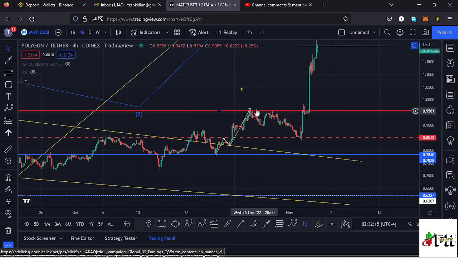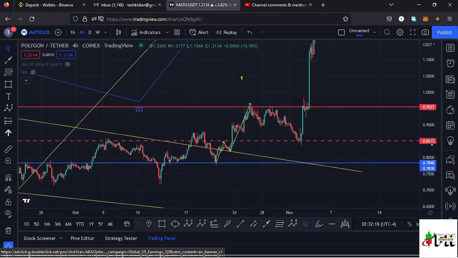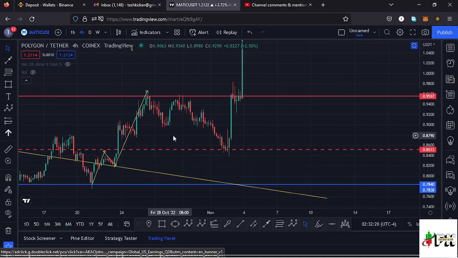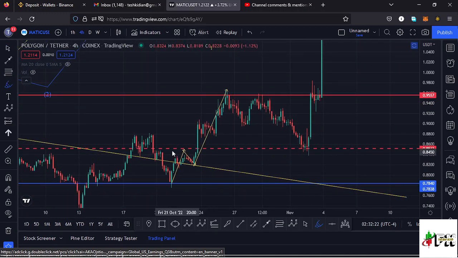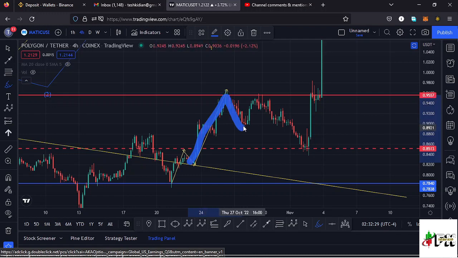And in that movement to the upper side, we also saw the formation of another key chart pattern, which is a double top. And if I draw it out, we can have this impulsive movement making the first top at around the $0.95 mark, then saw a bit of a pullback, then continued pushing higher, making the second top.